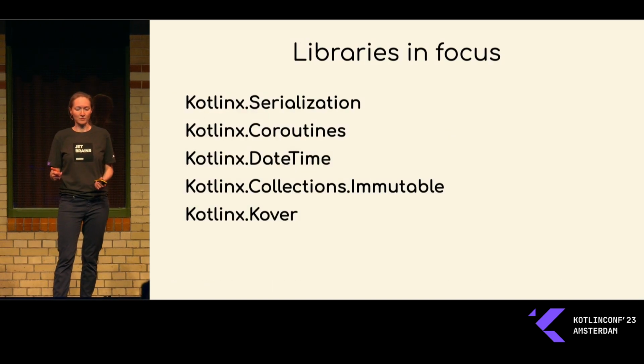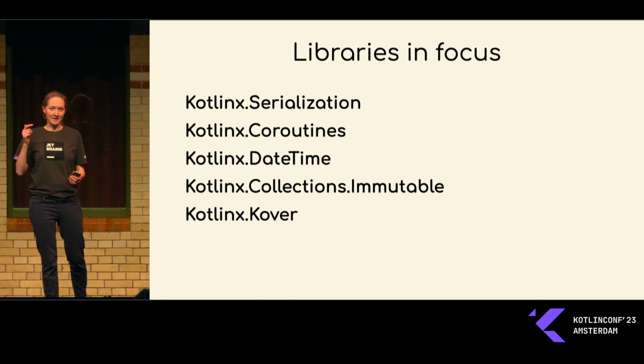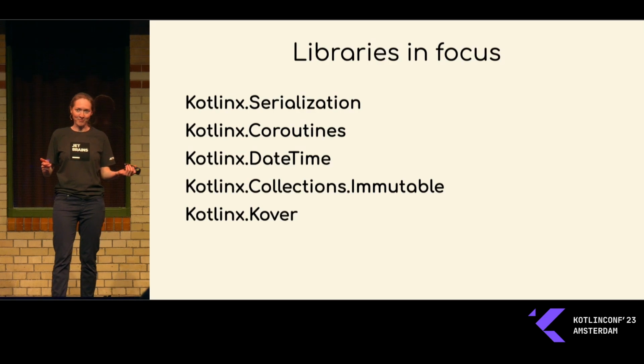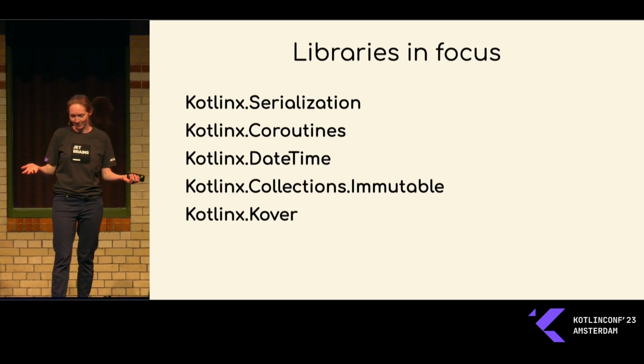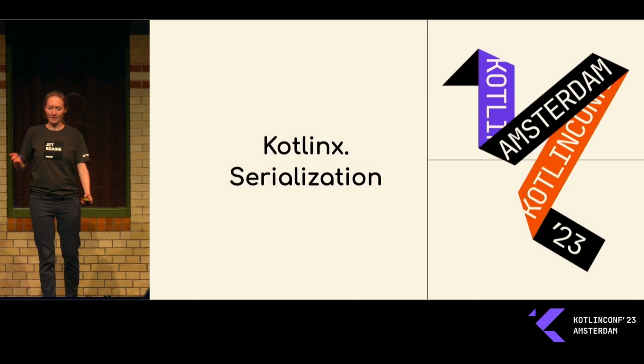So our libraries in focus for today: serialization, coroutines, datetime, immutable collections, and Kover. I suppose that probably not everyone is aware of all of these libraries, and some of them are still in alpha state, so we hope you'll find something useful here.